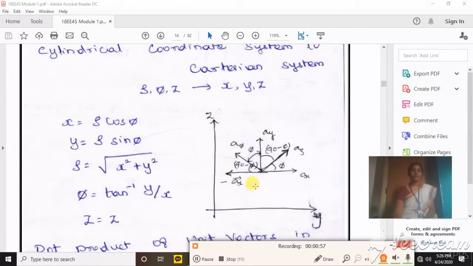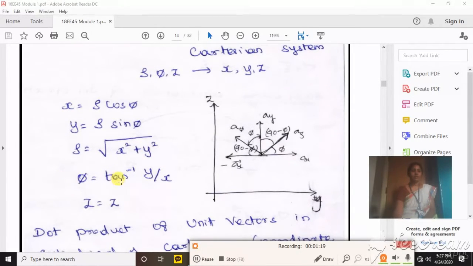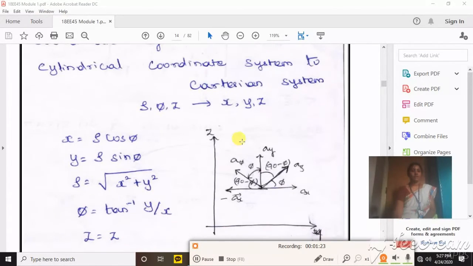So now consider x is equal to rho into cos phi. We have a rho axis at this point, so a horizontal component and a vertical component. When you take the horizontal component, x will be rho into cos phi, y is equal to rho into sin phi. We can identify rho as root of x square plus y square. Phi can be written as tan inverse of y by x, and z is z. So this is how you can convert the rho, phi, z axes to x, y, z.